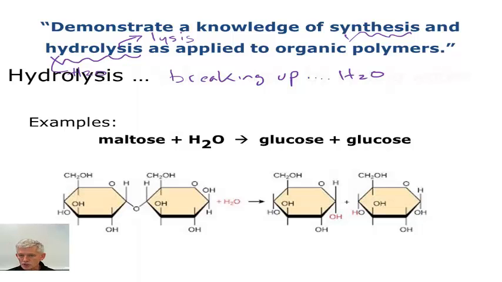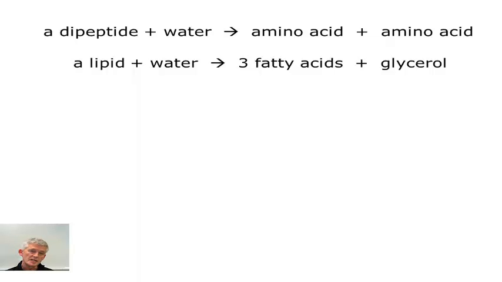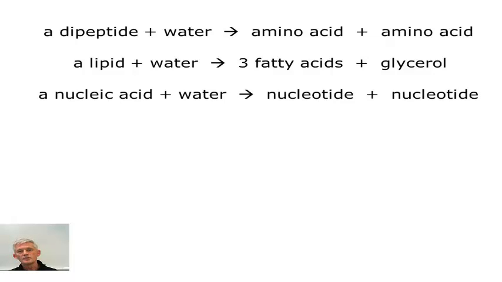And again, without showing you the actual molecules, I'll just quickly run through the other 3 macromolecules. For proteins, peptides, if you add water to them, you're going to get the monomers, the amino acids. If you take fats, of course lipids, add water to them, you're going to get the 3 fatty acids and glycerol, the monomers that make them up. And of course, nucleic acids like DNA or RNA undergo hydrolysis to form the nucleotides that make it up.